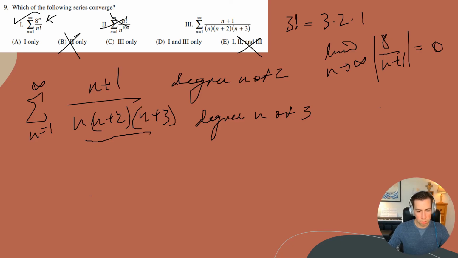So I'm not even going to factor it out. I just know that the largest exponent of n on the bottom is going to be n to the third because I have three n's and they're multiplied together. So hopefully logically that makes sense.